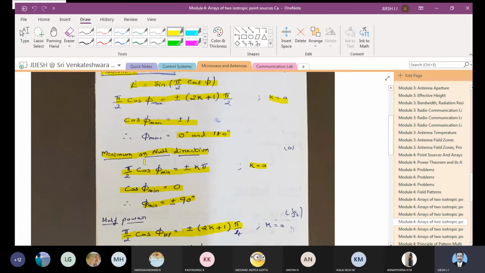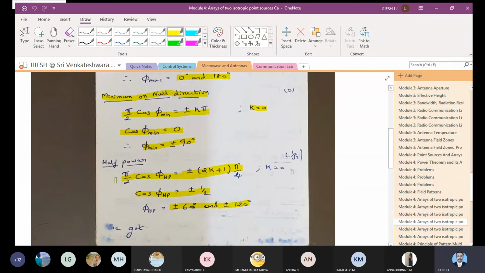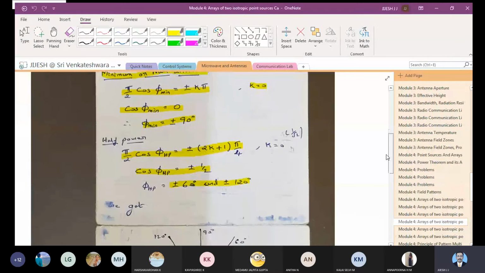So let me go with minimum. Pi by 2 cos phi minimum is plus or minus k pi. When you simplify that, phi minimum you will get as plus or minus 90. If you go with the half power, pi by 2 cos phi at half power is plus or minus 2k plus 1 pi by 4, and half power points will be obtained at plus or minus 60 and plus or minus 120. So this has to be plotted.